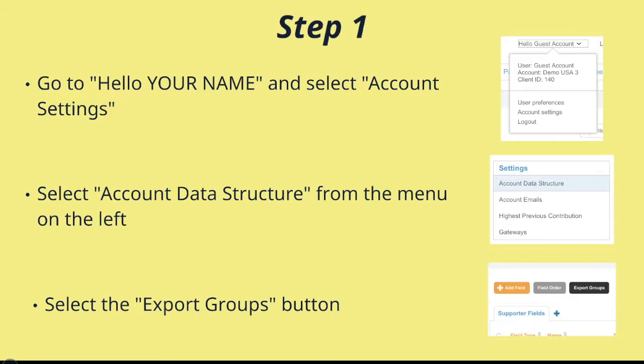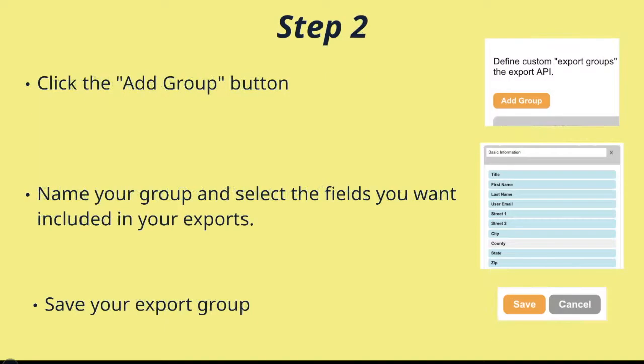So to start, you want to go up to the Hello and then your first name in Engaging Networks and select the Account Settings option. From there, you're going to land in the Account Data Structure part of Account Settings, and you'll see that there's a button for selecting the Export Groups. So click the Export Groups button. And here you're going to have an Add Group. When you create a group, you'll be able to select the constituent fields that you want visible in your export. So you can pick as many or as few fields as you want and name the group that you've created. Then click Save.